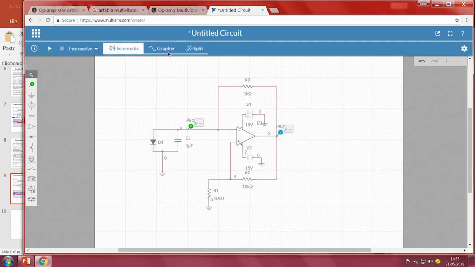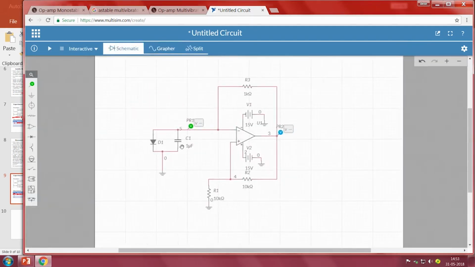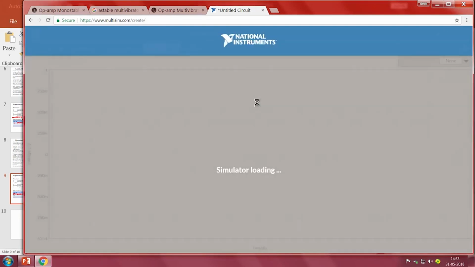Okay. So, I will go to the grapher. Let me check whether everything is right or wrong. D1, C1, 15, 15, 10K, 10K, 1K, 1 microfarad, D1, plus 15 and minus 15. Yes. So, go to the grapher and just run it.